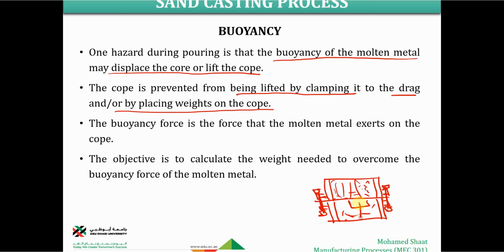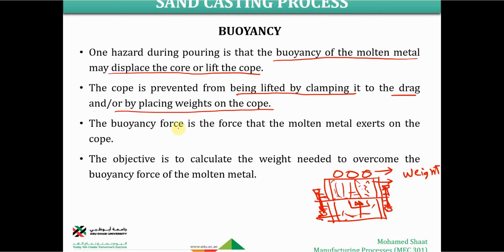The buoyancy force is some pushing that comes from the molten metal acting on the cube, so it will shift the cube with respect to the drag. The cube will move right and the drag would move left, so this will result in some defects in the product. So we have to avoid this one. We have to prevent lifting the cube with respect to the drag by clamping them together, or in other words, we would add some weights on the top of the cube.